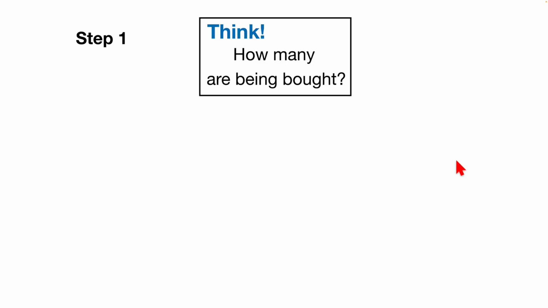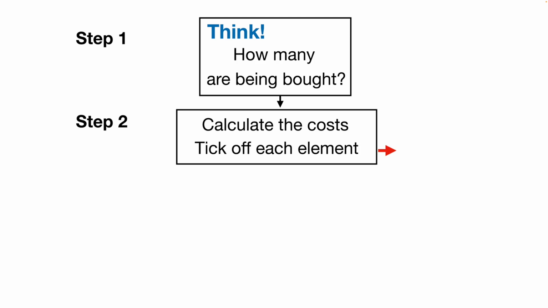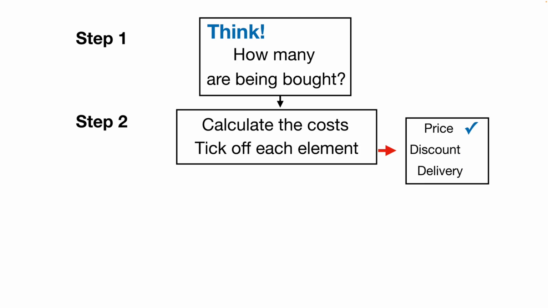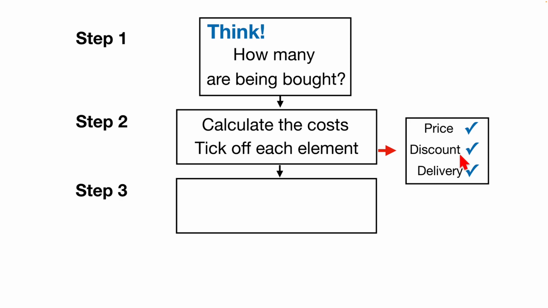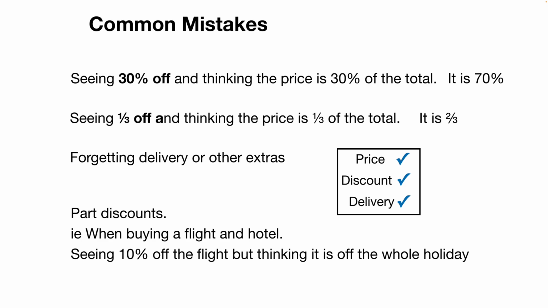I think, how many are being bought? First thing I think about. Then I calculate the costs and I tick off each element. So normally there's a price, there's often a discount, or there's a delivery charge. But each one is ticked off, so I make sure I get every single piece. And then I decide which is the cheapest, which is frankly the easiest part of the entire problem. And I check, have I got everything? Are the calculations correct?